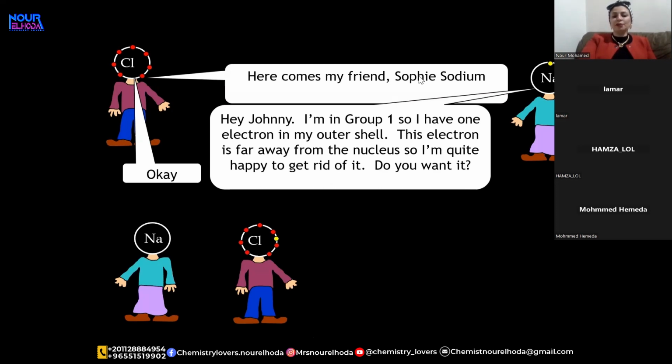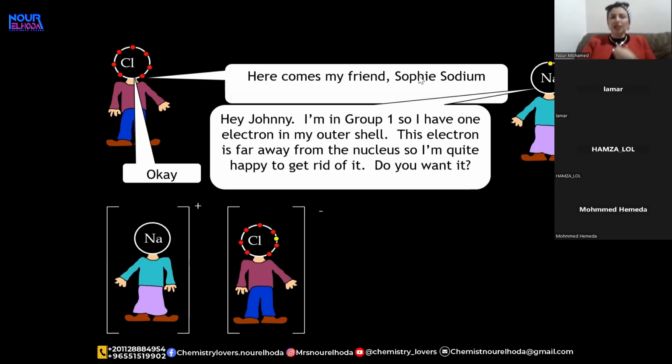Let's see what will happen. I'm sodium, and sodium has 11 electrons. Since sodium has 11 electrons, it is 2, 8, 1. But what about chlorine? Chlorine has 2, 8, 7. So which number am I going to make the configuration for?